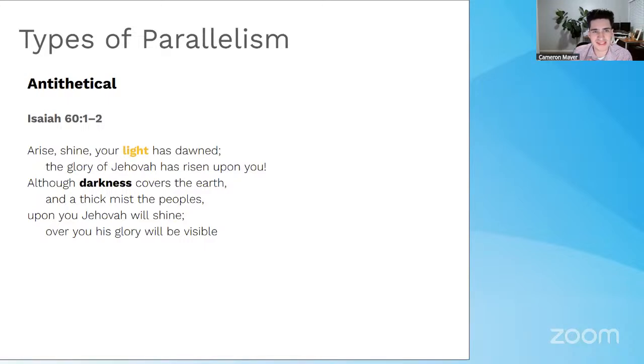And then the last kind is antithetical parallels. This is when lines are set up, but there's a contrast, right? We can see this a little bit here in the structure. Arise, shine, your light has dawned. The glory of Jehovah has risen upon you. Although darkness covers the earth, a thick mist the peoples, right? So there's a contrast there. Upon you, Jehovah will shine. Over you, his glory will be visible.